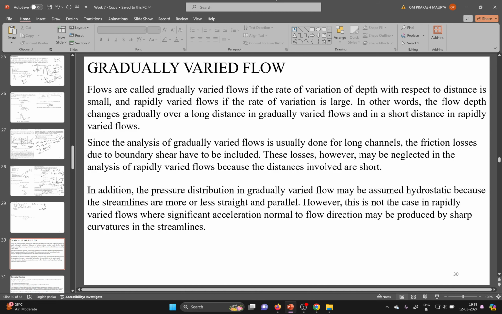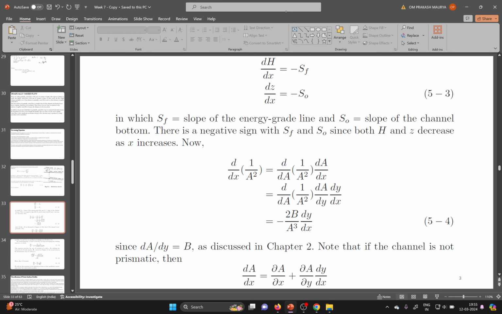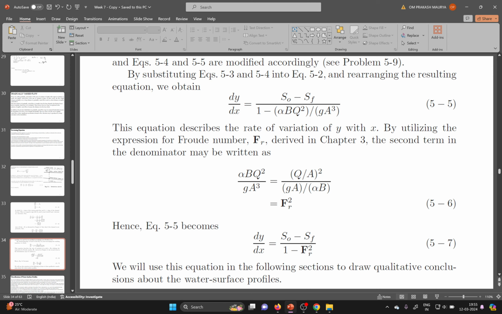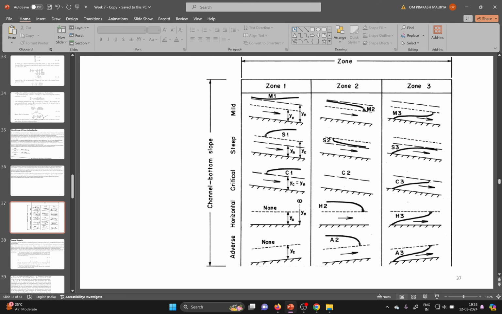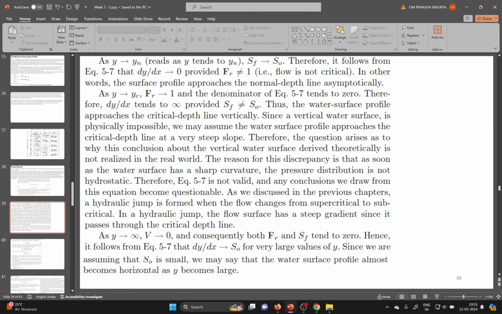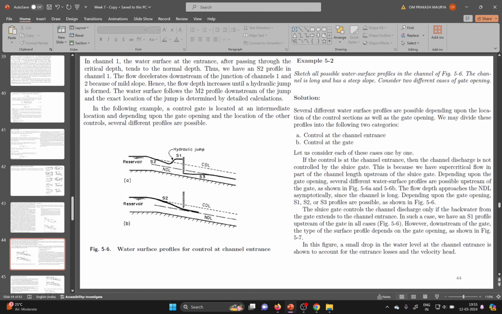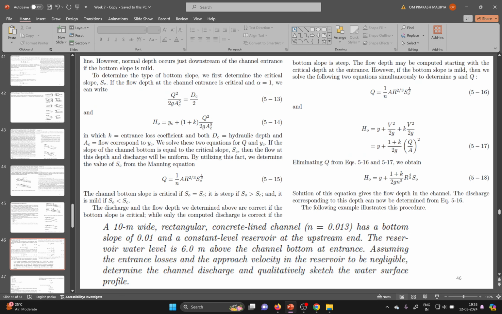For the gradually varied flow, we don't have time, but I will give a quick glance. Basically, the gradually varied flow equation is very important. We calculate this formula using, again, the Bernoulli equation, and the slopes and the water surface profiles are very important from the exam point of view and competitive exam point of view. We don't have time, so please go through the content I have already uploaded in the Google Drive.